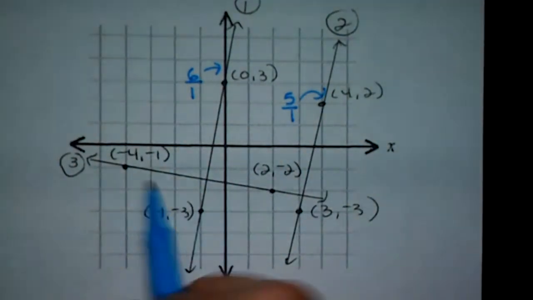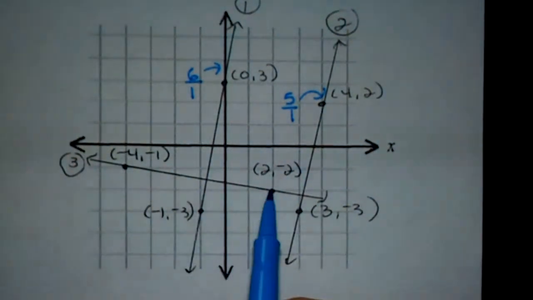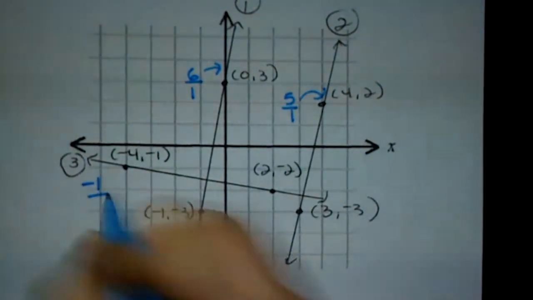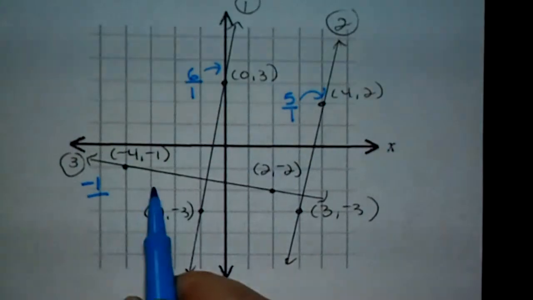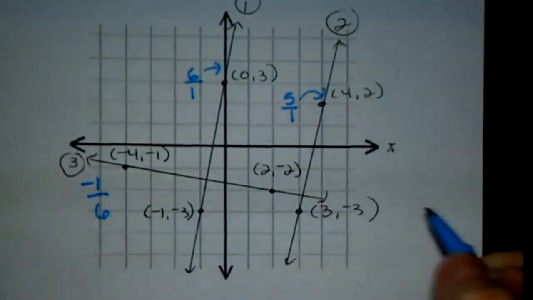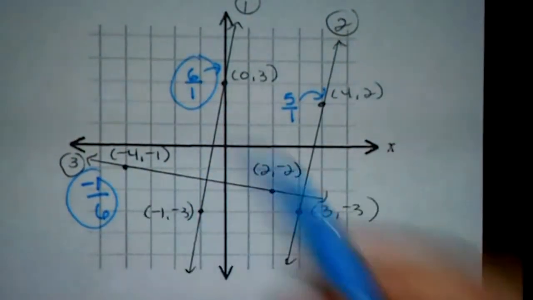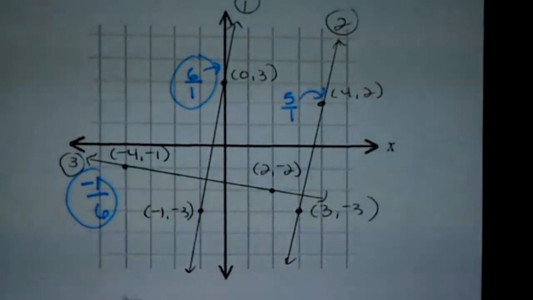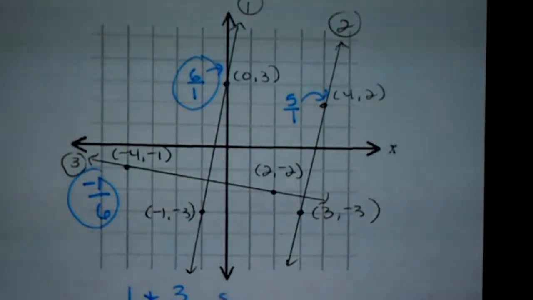So let's take a look. I'm just going to go from this point to this point here. So the change in y, we have to go down 1. And the change in x, 1, 2, 3, 4, 5, 6. So the negative 1/6 and 6 over 1 are opposite reciprocals. That makes lines 1 and 3. Again, so 1 and 3, and it's because their slopes are opposite reciprocals.